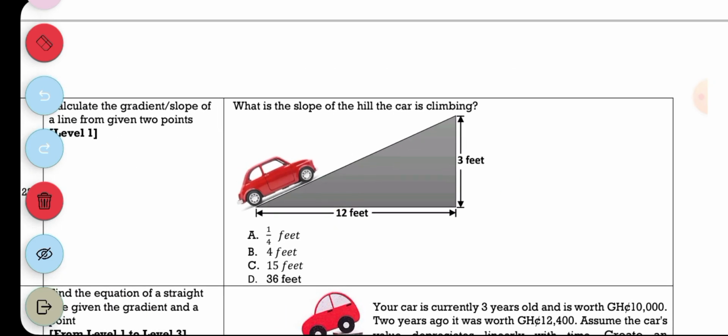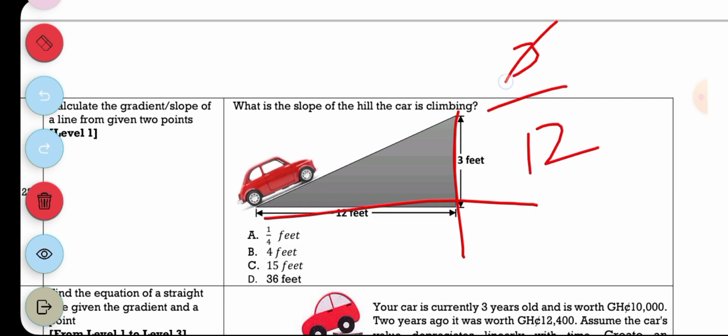Question 28. What is the slope of the hill the car is climbing? Now, this is asking us for the gradient. So basically, it's y2 minus y1 over x2 minus x1. But we don't have y1, x2, and so on. But this is your y-axis, and this is your x-axis. So the y over your x. So y is 3, x is 12. So you're going to end up with 1 over 4. So the answer to this question is A.